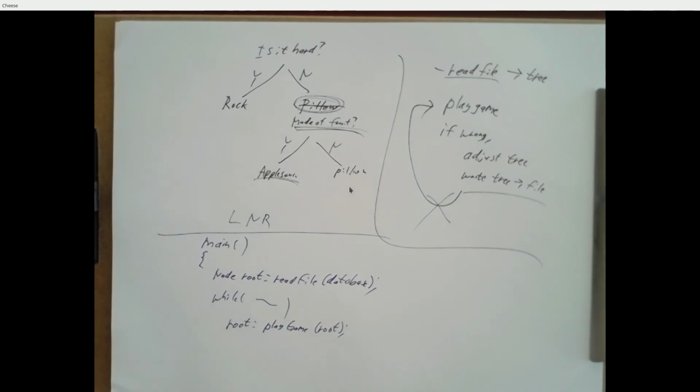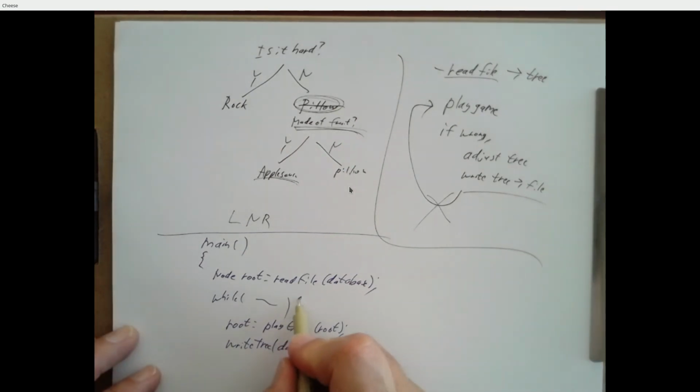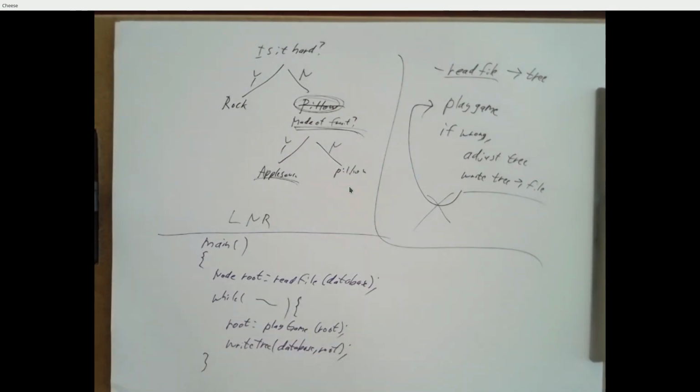You make a method called play game. You pass it the root of the tree, it goes through, plays the game, figures out if you got it right or wrong, and so on and so forth. And in the end, it returns the root of the tree, possibly augmented by having gotten the answer wrong, right? Then call a write tree method, give it the name of the file, and give it the root of the tree. So that's your main loop.